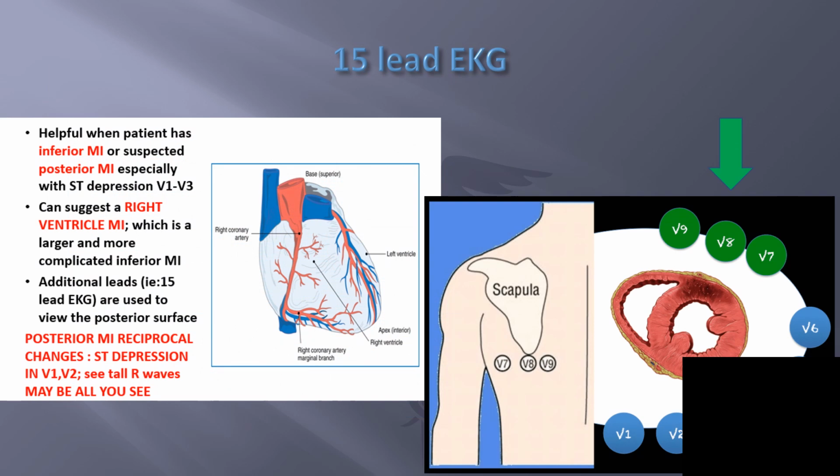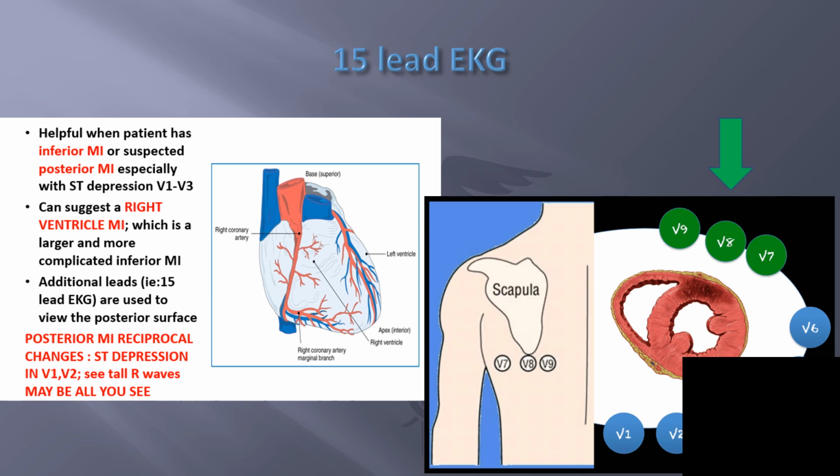A 15 lead EKG is helpful when a patient has either an inferior or, especially, a posterior MI with ST depression in V1 through V3. This can suggest a right ventricular MI, which is a larger and more complicated inferior MI. Additional leads like the 15 lead are used to show the view of the posterior surface of the heart.